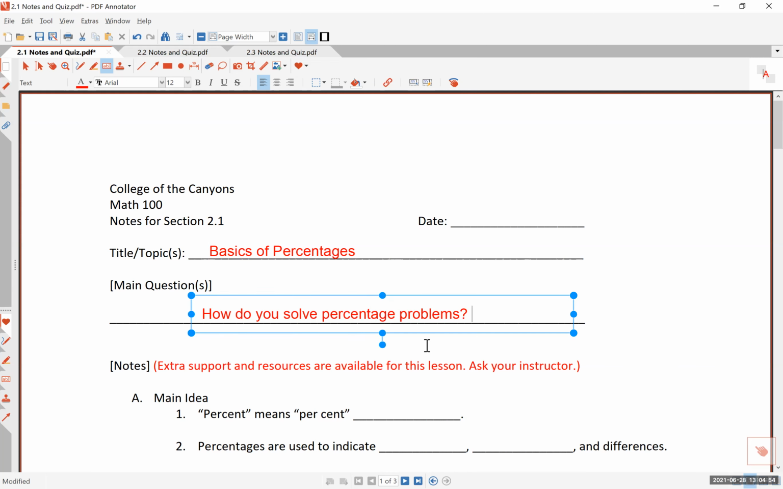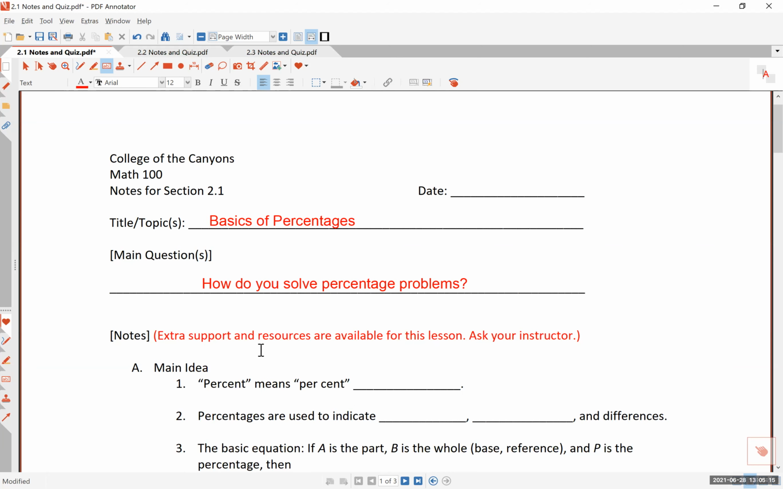problems? Now, if you think, okay, I know all about percentages, this will be an easy lesson for you. If you are one of those students who say, well, percentages, I don't remember anything about this, maybe this will be a lesson where you want to spend a lot of time. And just so you know, we do have extra support available for these calculation or arithmetic intensive sections. So extra support and resources are available for this lesson. Let me tell you what's available. I'm going to write this down here.